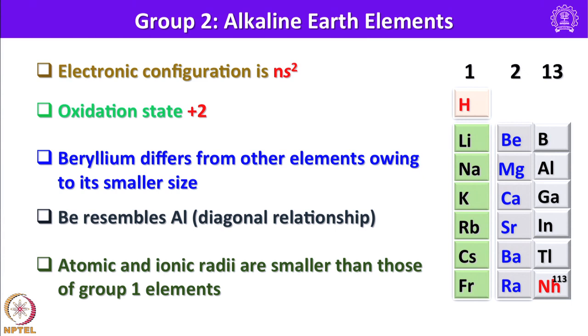Atomic and ionic radii are smaller than those of group 1 elements. And of course, alkali metals have the largest size in the row, and francium is the largest atom known, and helium is the smallest in the periodic table out of 118 elements.